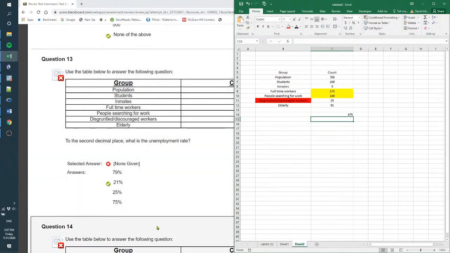All right, let's figure out our unemployment rate. Well, all we have to do there is take our labor force, and then in the numerator, we're going to take our people searching for work, and we're going to divide it by 475, and that gives us about 21%. Now, our employment rate would be 1 minus that.